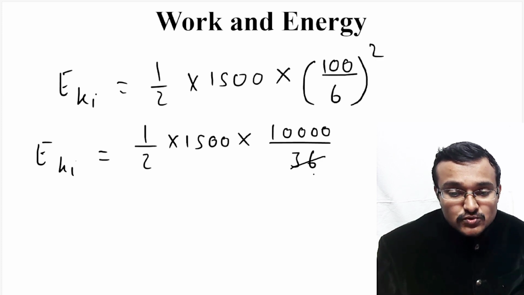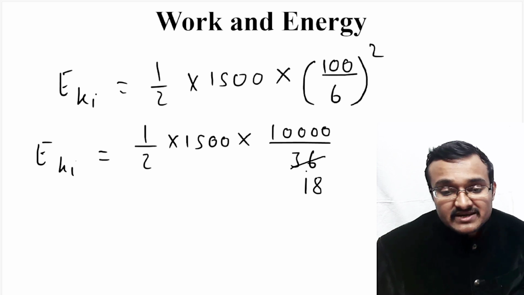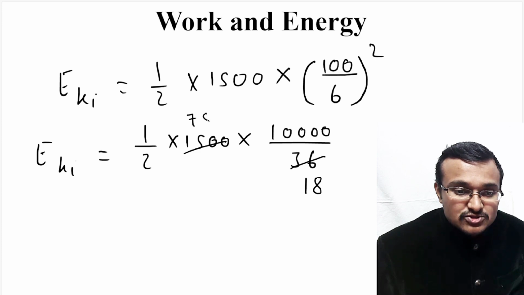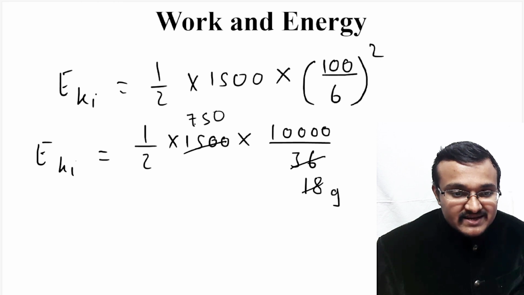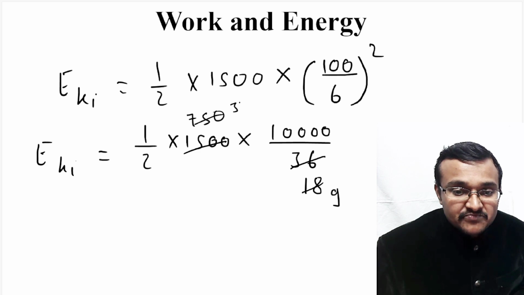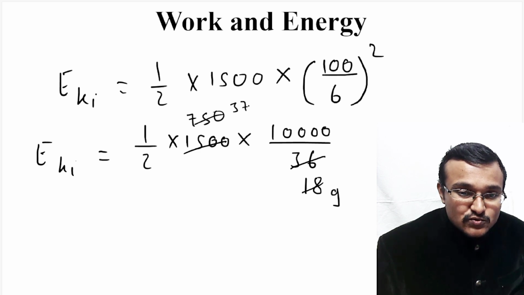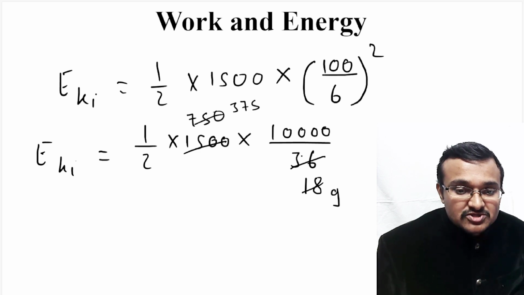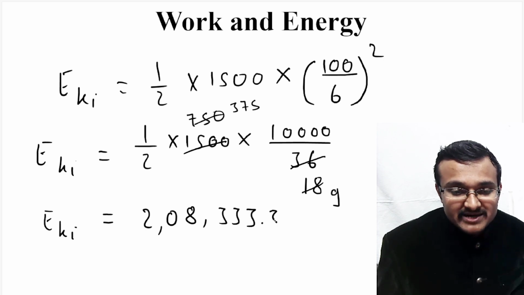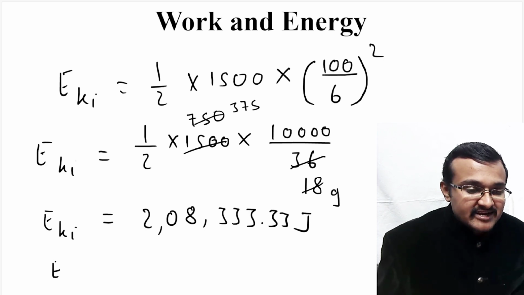So this can go with 2. So 2 ones are 2, 1 is remaining, so 8, 16 will be there, so 2 8s are 16. Here also this can go with 2, so 2 7s are 14, 1 will be there, so 2 5s are 10, 0. Again this can go with 2, so 2 9s are 18, here also it can go with 2, so 2 3s are 6, 1 is remaining, 15 will be there, 2 7s are 14, so 1 will be remaining, 5. So 375 by 9 is there. So 2 lakh, after calculating this, you will get the answer as 2,08,333.33 joules.